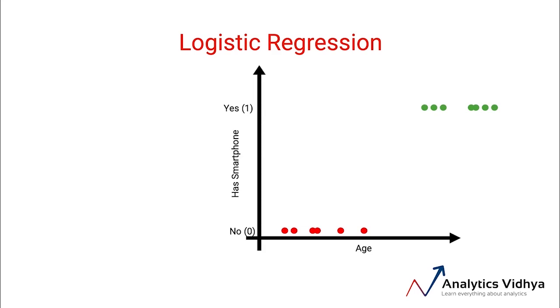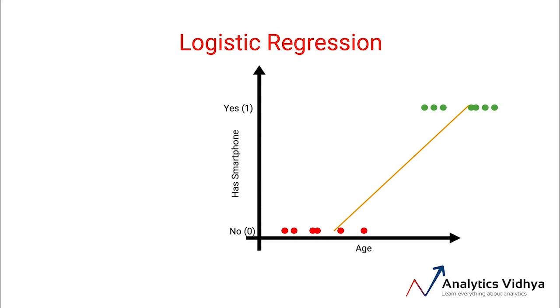So let us consider this plot, which depicts a small population of children with their ages on the x-axis and whether they have a smartphone or not on the y-axis. So it is a classification problem, and we want to predict whether a person would have a smartphone or not based on their age. So let us try and use the same method which we used in case of a linear regression. So we basically fit a line and then see if we can classify using this line.